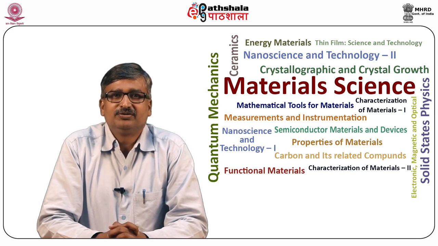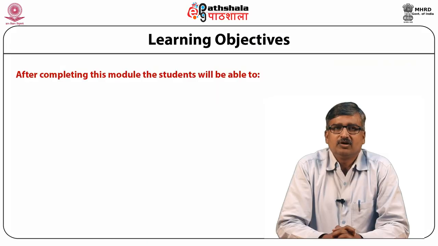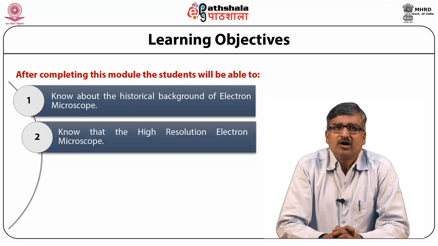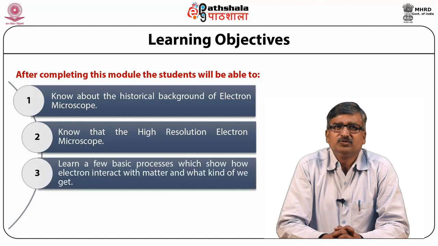Today, we are going to discuss the module on high resolution transmission electron microscope and their basics, with the paper Nanoscience and Technology 2. After going through this module, you shall be able to learn about the historical background of electron microscope, know how a high resolution electron microscope works, and a few basic processes which show how electron interacts with matter and what kind of information you will get.